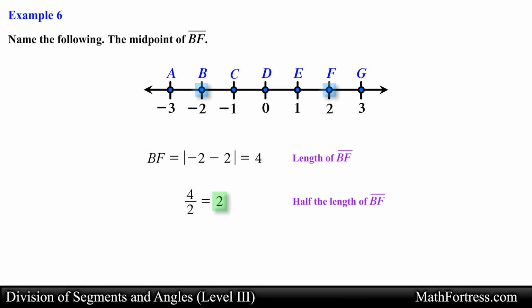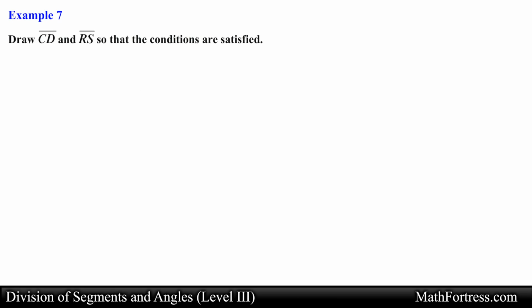of line segment BF. If we start at point B and move 2 units to the right, we end up at point D with a coordinate of 0. Notice that point D is 2 units away from both point B and point F, so we can conclude that point D is the midpoint of segment BF. Okay, let's take a look at the next example.